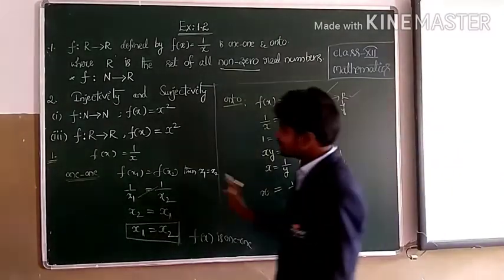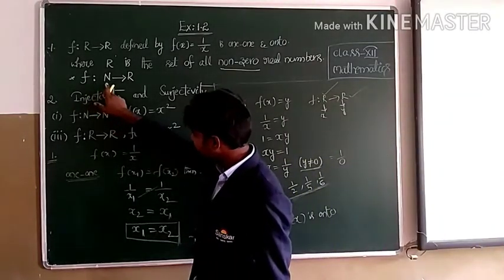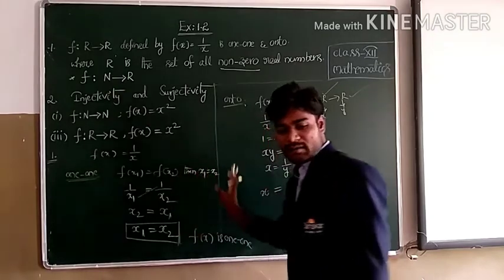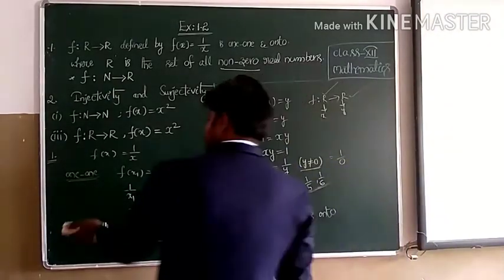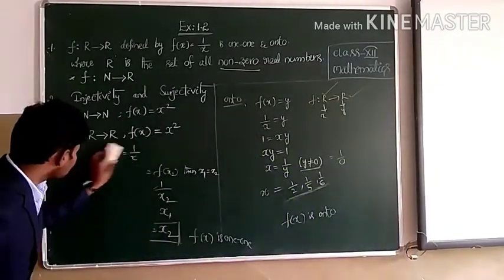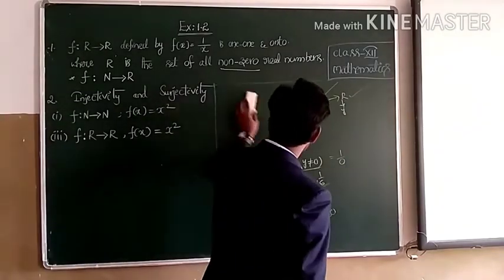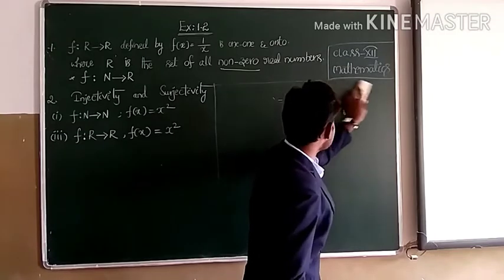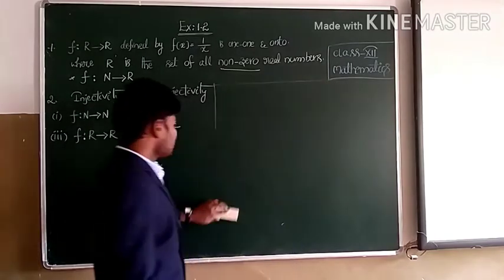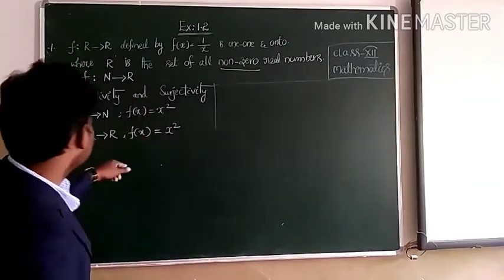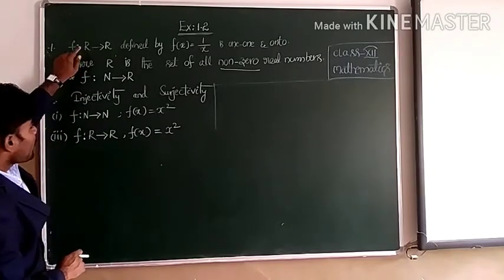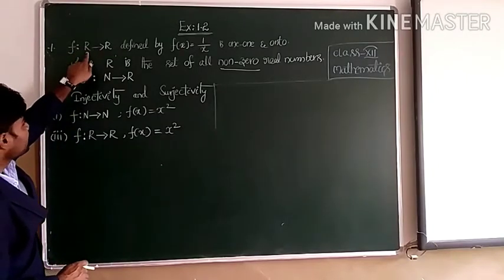And the second case is where f is defined from natural numbers to real numbers. Now we'll see how it goes. In the same way, here the condition is a little changed. The codomain is the same as the previous case, but the domain is changing, right? In the previous case, domain and codomain were the same.